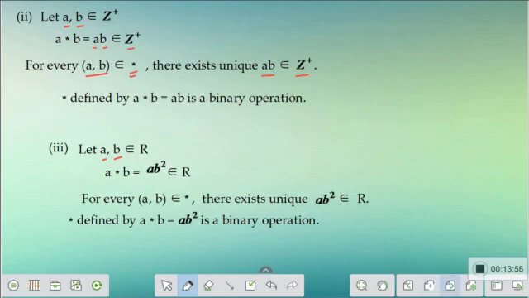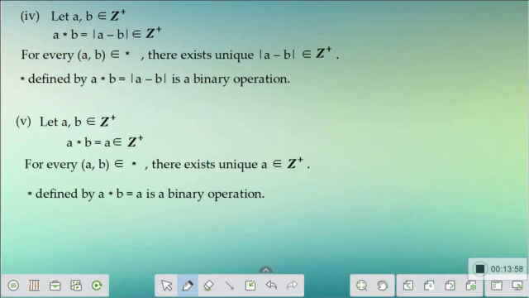I think similarly you can understand the remaining two subdivisions. Here they are for you. Here the definition is mod a minus b. Here the set is positive real numbers, positive integers. When you take any two integers, one could be anything.